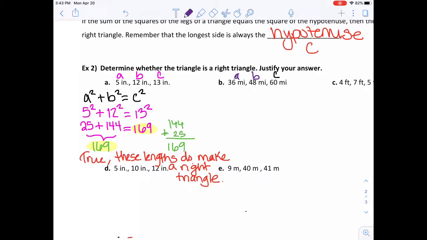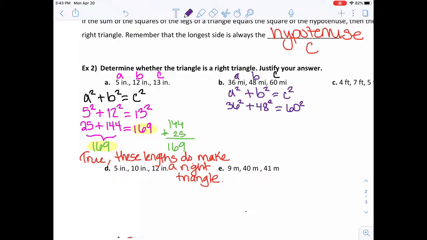If it is a right triangle, then the lengths will work in the Pythagorean theorem. You might need a calculator for this one. So let's start with the Pythagorean theorem. A squared plus B squared equals C squared. We're going to plug in 36 for A. We're going to plug in 48 for B. And then we're going to plug in 60 for C.